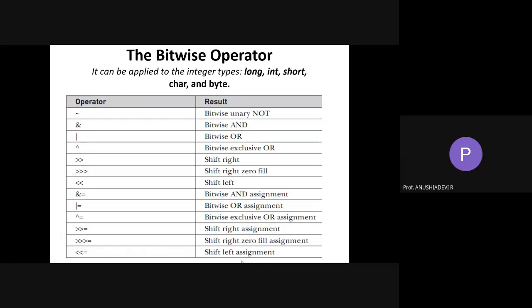Okay, so next, bitwise operators. These are all the bitwise operators. Some of these operators you are already familiar with in C++ itself. The new operators are shift right zero fill and shift right zero fill assignment. Shift right assignment you are already familiar with. These types of operators, shift right zero fill and shift right zero fill assignment, are new in Java. So I will show you an example for those operators.